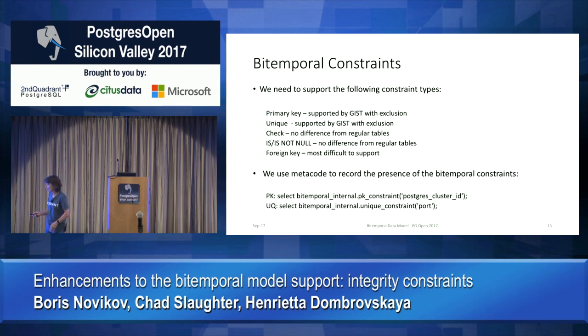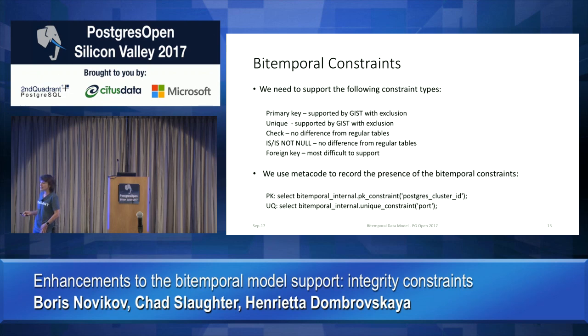Now, bitemporal constraints, and that's where we're coming to the interesting part. It's still an overview of what we did last year, but now we are coming to the most interesting part. So we actually know how to create a table. We know how to insert, update, delete, and correct records. Now each respectable database should support different constraints, and we need to see how we support bitemporal constraints. So we need to support all normal constraints, right? Primary key, uniqueness, check, null, not null, and foreign key.